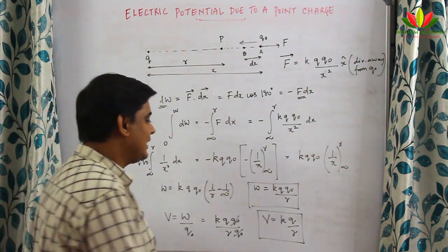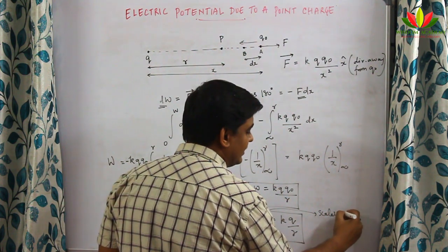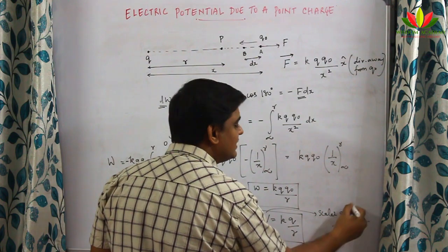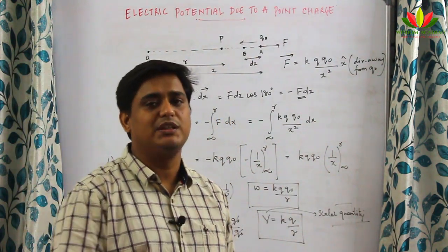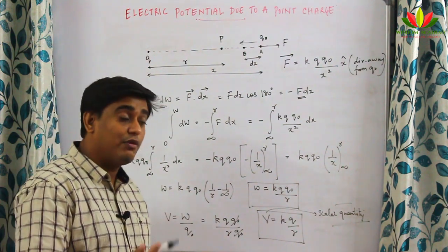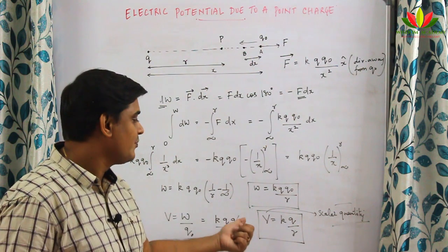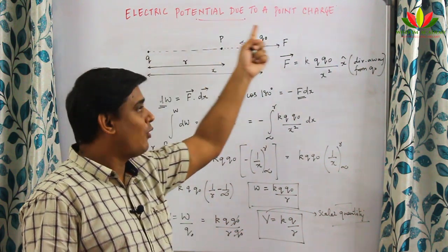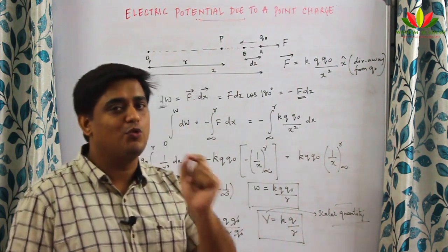Mind that electric potential is a scalar quantity. Why is it a scalar quantity? Since it is work done, and work done being a scalar quantity, it will also be a scalar quantity. Later you will find that this work done is stored as potential energy, which you will learn in the upcoming classes. So now we have found the electric potential due to a point charge, and the value has come to be V is equal to k into q by r.